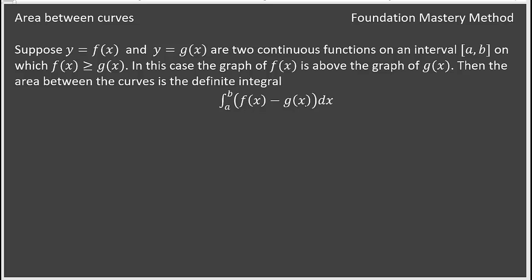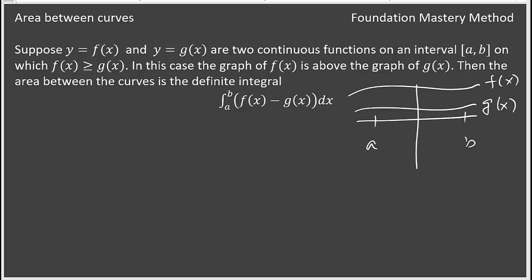In this case, clearly notice that f of x minus g of x is positive. So we see that my interval a left point is here and the right point b is on this side, and this is my graph of the function g of x, and this one is the graph of function f of x. That's why we said f of x is bigger than g of x. That means y values are greater on f of x compared to g of x.